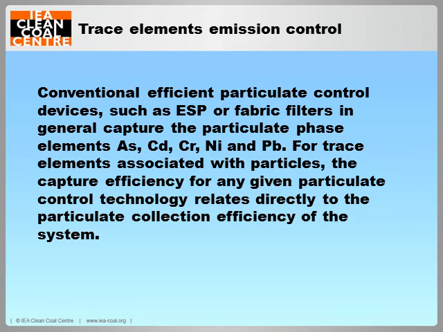Efficient particulate control devices capture the majority of trace elements in the fly ash. Electrostatic precipitators and fabric filter removal efficiencies are in the order of 99 to 99.9% for most trace elements, especially Class 1. For some Class 2 elements, the removal efficiency is somewhat lower at around 95 to 99%, and even less for Class 3 trace elements.